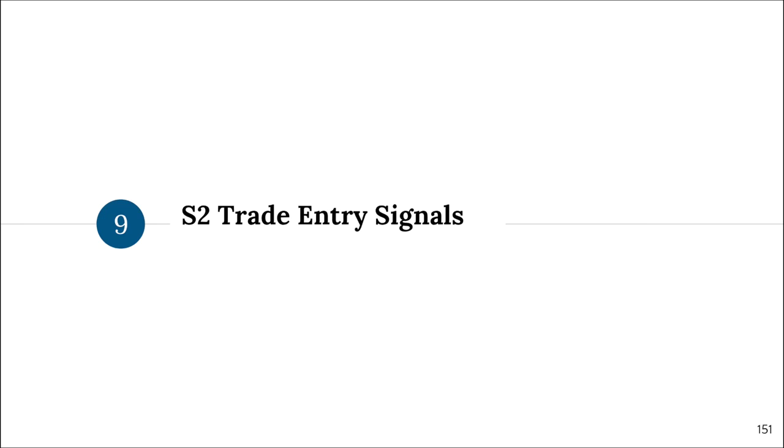Chapter 9, S2 Trade Entry Signals. This is the chapter that you've been waiting for. This is the chapter where we're going to go into the exact entry parameters for the S2 trade. We're going to go over short and long examples. We're going to go over the key levels that you need to use every single day to identify if this is exactly when you should be entering.